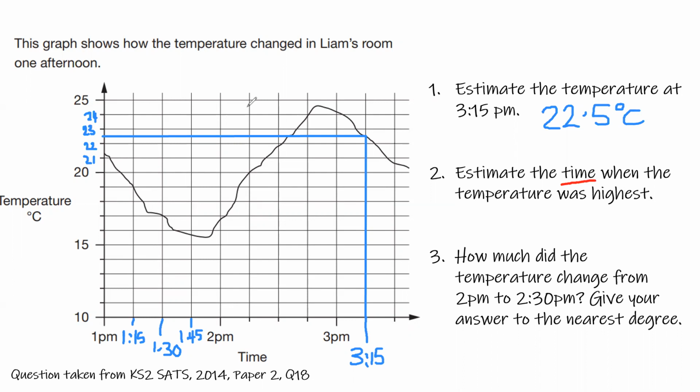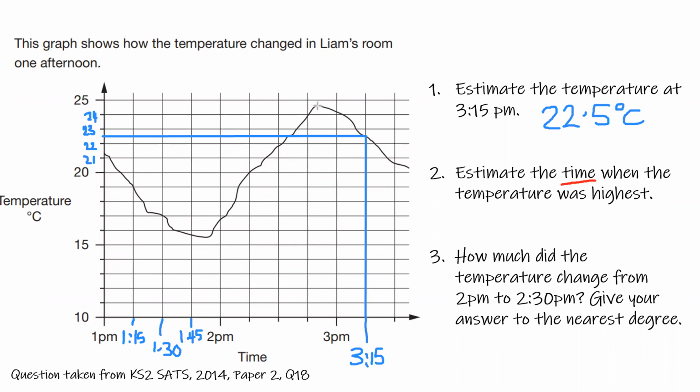Okay, so the next part of this question asks us to estimate the time when the temperature was at its highest. We don't know what the temperature is when it's at its highest, and we've been asked to do this the opposite way around. Last time we went along on the time, found the time that we needed, went up to where the line is on the graph, and then read off the temperature. This time we need to do it the opposite way around. So we need to find the point where the temperature is highest. This will be somewhere around this point here, and then we want to know what sort of time that is.